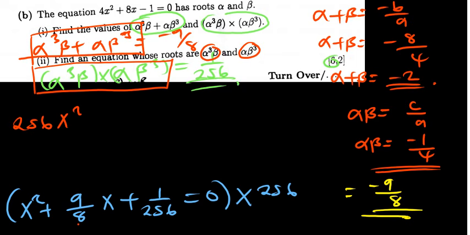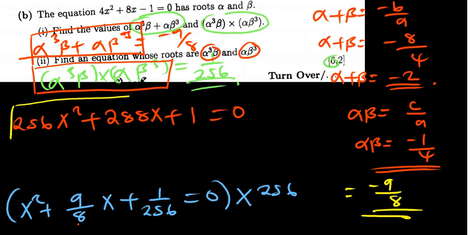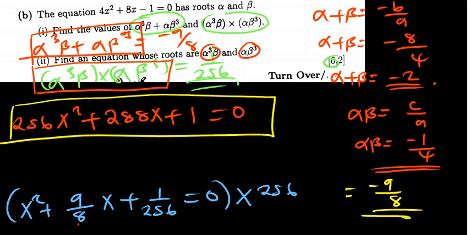So you do 32 times 9. 32 times 9 is 288. So I'll say plus 288x plus 256 times 1 over 256 is 1, is equal to 0. This is the equation they were looking for. So this had 2 marks because it was just direct. Unless you have questions.